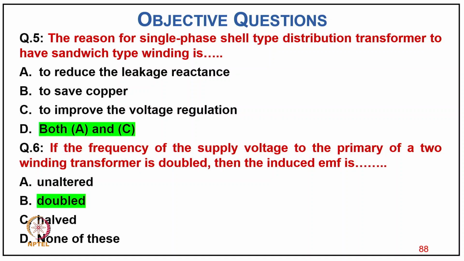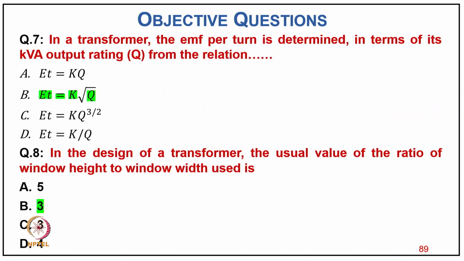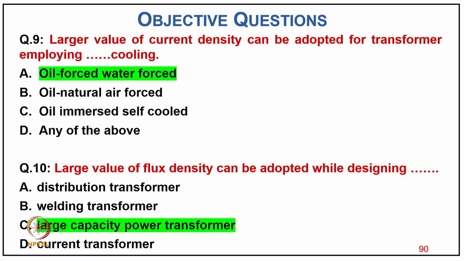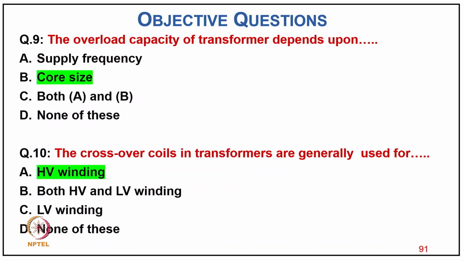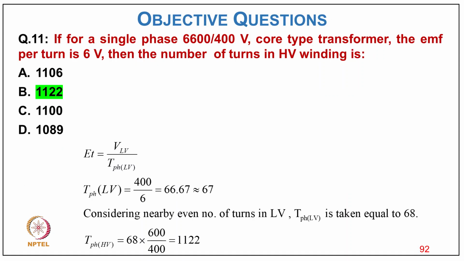If the frequency of the supply voltage to the primary of the transformer is doubled, then the induced EMF will be double. In the transformer, the induced EMF per turn is determined in terms of the kVA output, so it equals K under root Q. In the design of a transformer, the usual value of the ratio of window height to window width is of the order of 3. A large value of current density can be adopted for transformer with forced cooling, that is used for oil forced water cooled, and a large value of flux density can be adopted while designing large capacity power transformers. The overload capacity of the transformer depends on core size, and the crossover coils in transformers are generally used for high voltage winding.